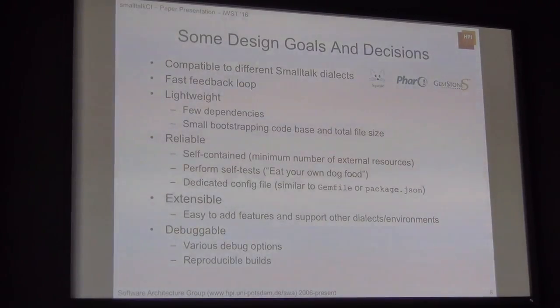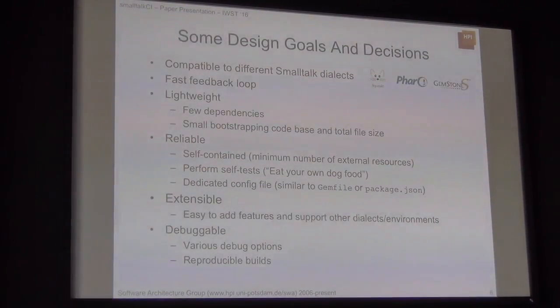So here's a list of the design goals and decisions, some of them that we came up with. We wanted to support different Smalltalk images, not only Squeak. So currently we support Squeak, GemStone and Pharo images. Smalltalk CI can cope with this. Continuous integration only makes sense if you have a fast feedback loop. If your build takes 2 days, that's not really useful for your development process. But we also wanted to make sure that it's really as fast as possible. If a debugger pops up, you want to get this feedback straight away. There's no reason to continue the build.